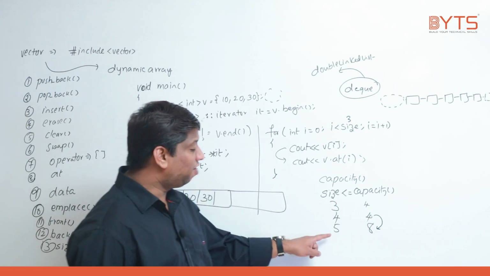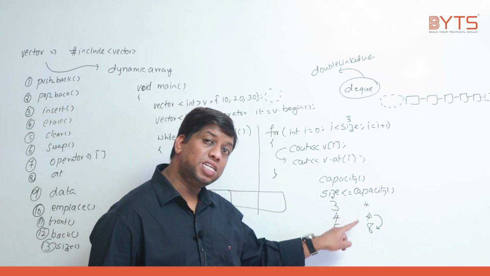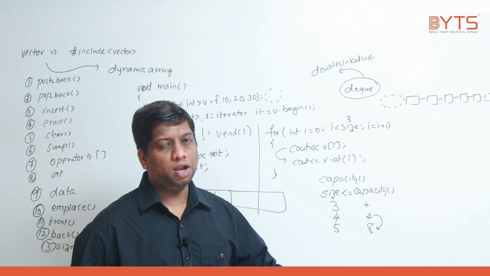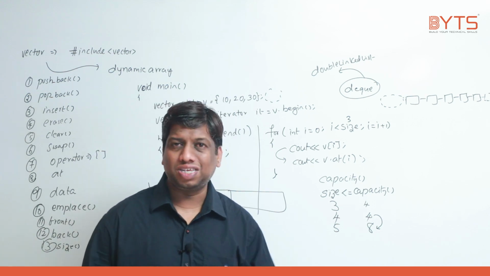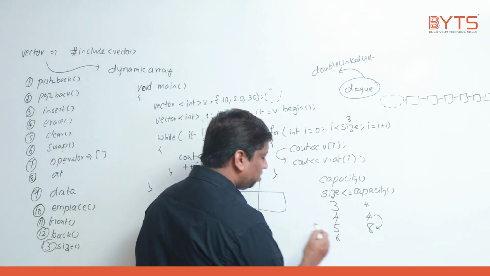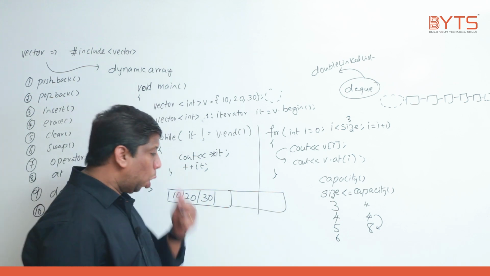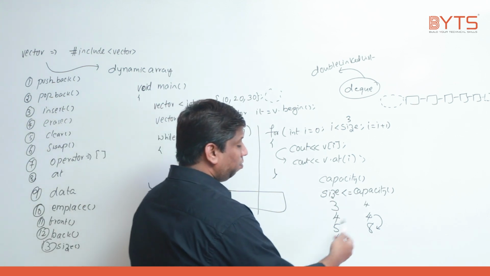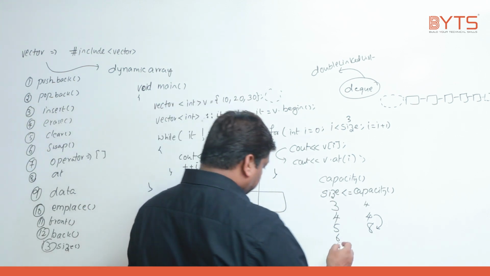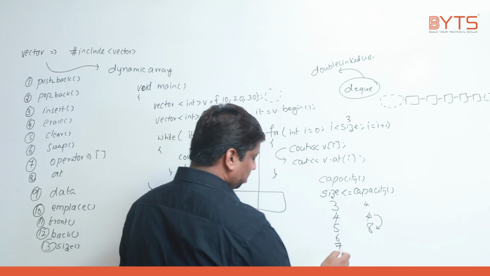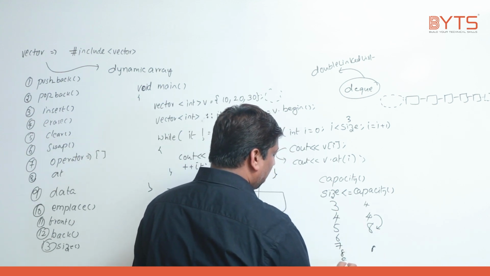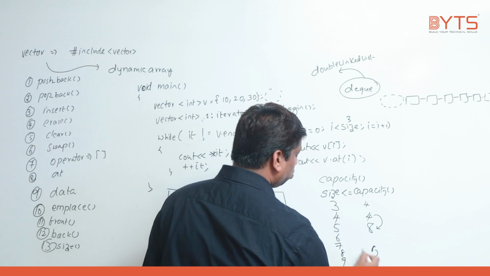Why? After adding 5 elements, if it was resized to 5, then to add a new element, again you need to resize, right? Now see, if you want to add the 6th element, do we need to resize again? No. Why should we not resize? Because the capacity is already 8. Next 7, no resize, 8. If you add 9, immediately it is resized to 16.